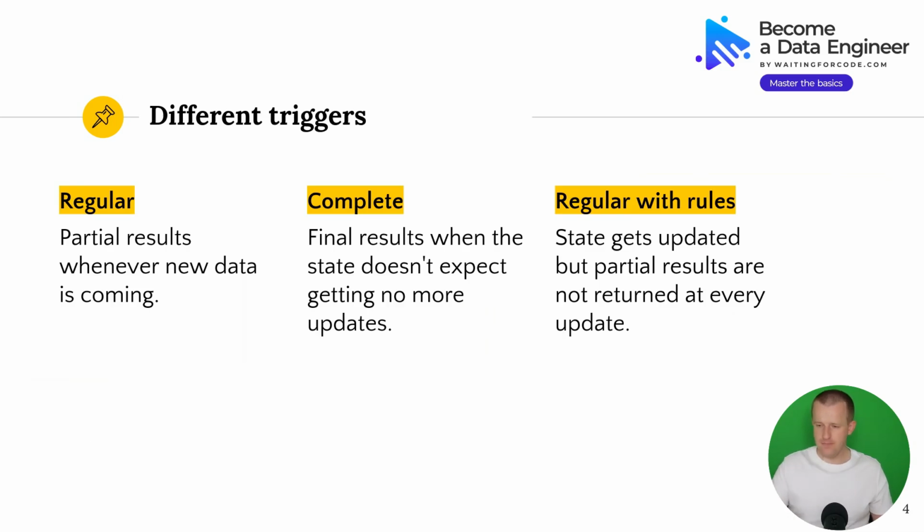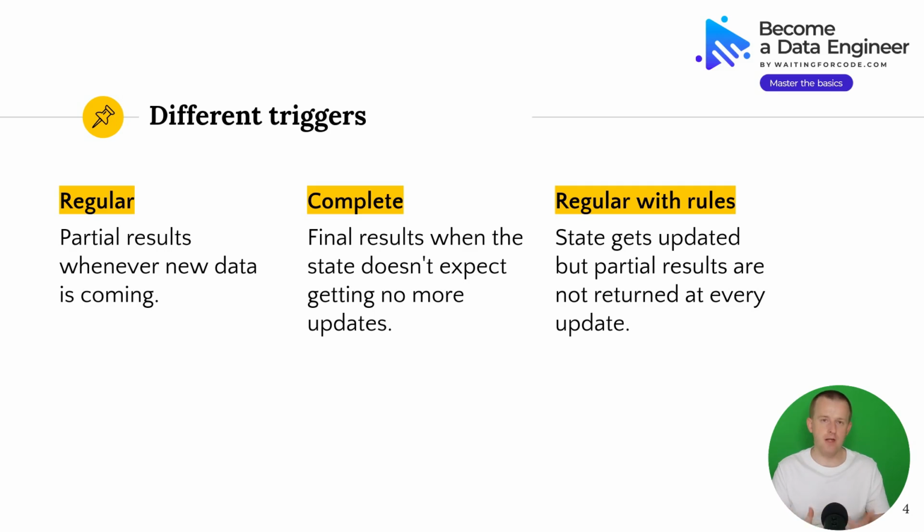Among available triggers you will find in the data processing world, there are maybe three main categories you will find very often. So regular, complete, and regular with rules. So regular, it's like whenever I get some data, I emit my partial results, whatever happens, without any logic. It's continuous.